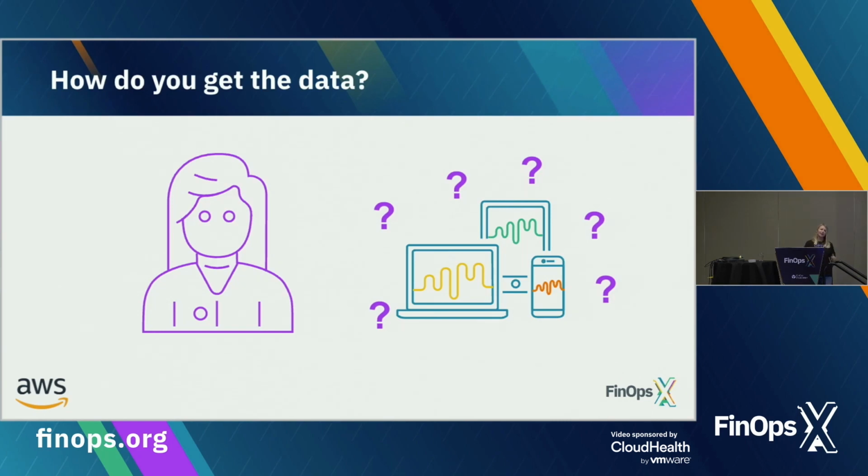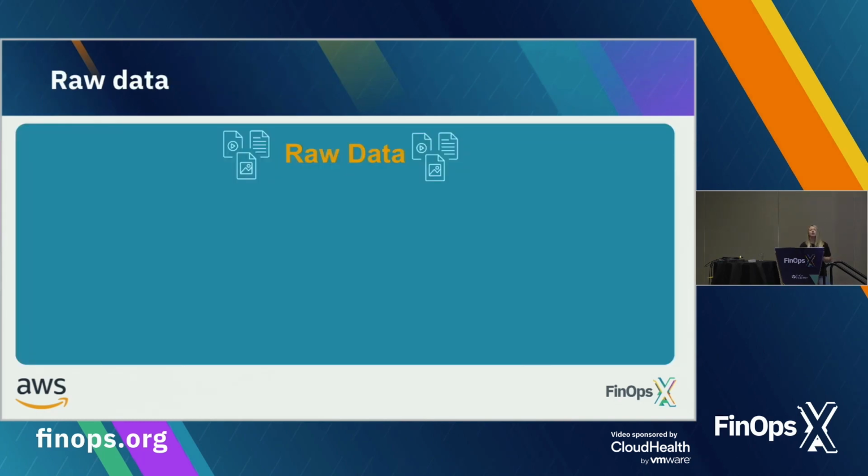She needs to get business data, cost data, and her service-specific information. But how does she get it? Well, you start with the raw data. Really important there, raw data to start with. And the good thing is, we've already got our cost data. You did that with the cost and usage report, so you can tick that box.